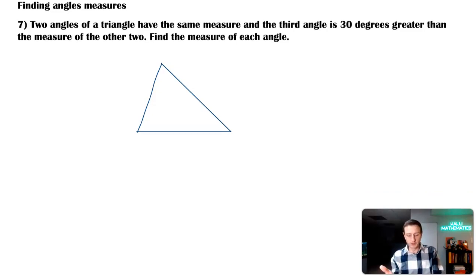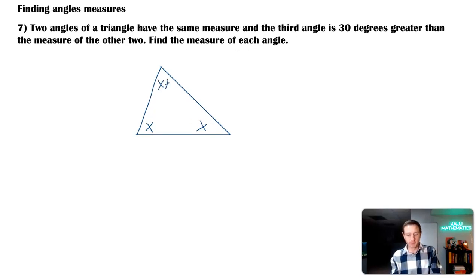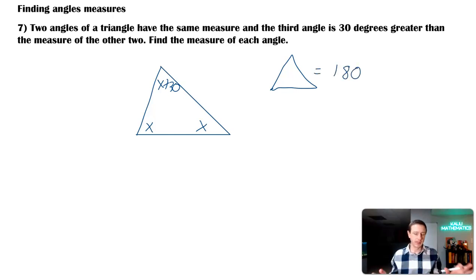So we know we have two angles that are the same, so I could call those X. Now we're told that the third angle is 30 degrees greater than the measure of the other two. So the other two is X, so this is going to be X plus 30. And the fact you want to know here is that all angles in a triangle add up to 180 degrees. Any triangle is always going to add up to 180 degrees. So I have two angles that are the same, X and X. Third angle is 30 degrees greater, so if the other two are X, 30 degrees more would be X plus 30.